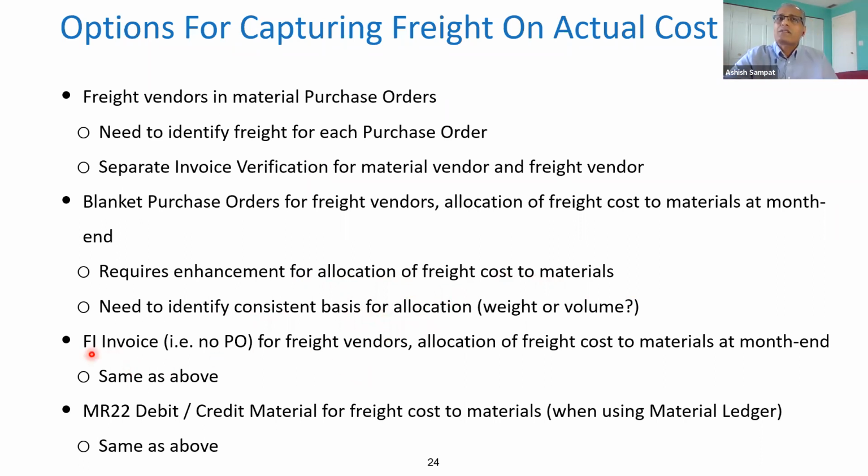Otherwise there can be confusion. The other discussion is, don't create a purchase order, just create an FI invoice, FB60, for the incoming invoice from the vendor without any PO. But again, here you'll need an enhancement. Same with MR22. You can do this in material ledger, adding the add-on cost for inventory, but again you'll require a possible enhancement. You can of course always calculate this outside the system in Excel and then load it, but again there will be some work involved here.